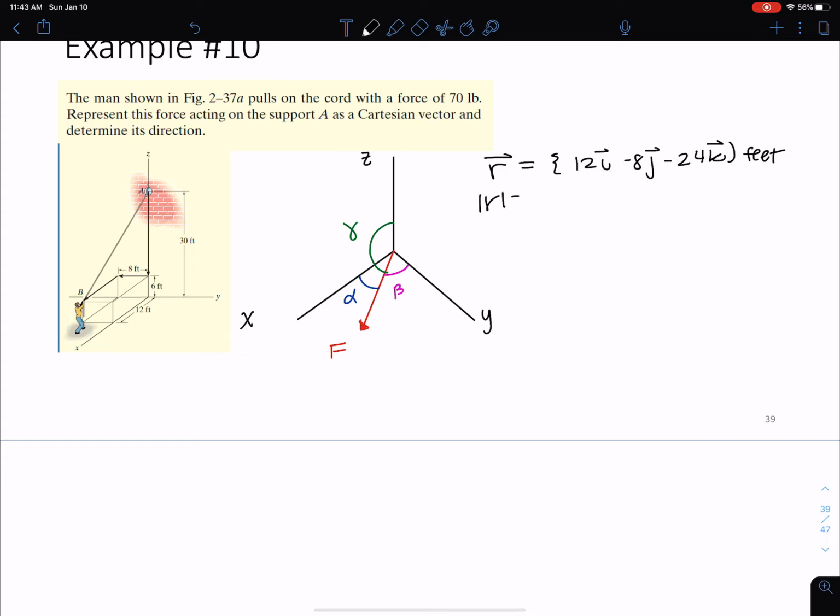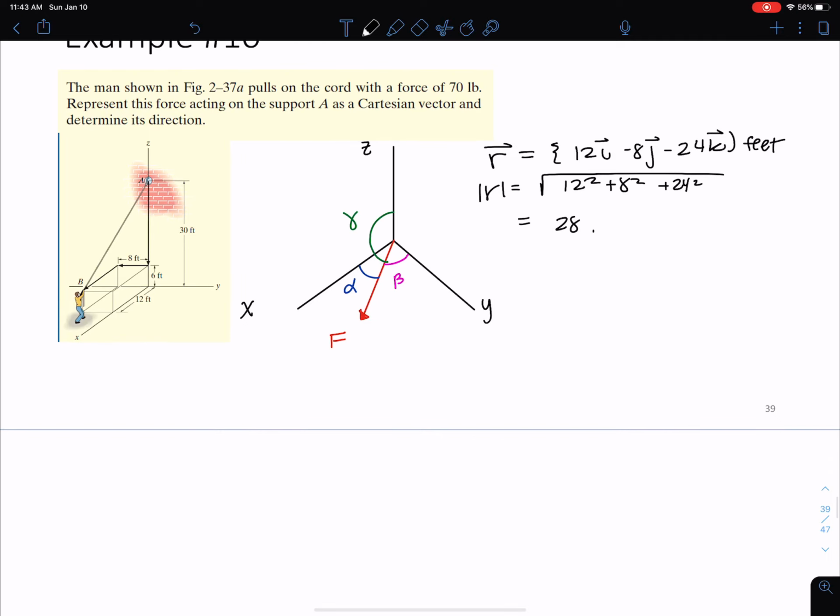The magnitude of r, right, we're going to take the square root of 12 squared plus 8 squared plus 24 squared. The negatives don't matter because we're squaring. And we get 28 feet. And this actually is the length of AB. This is how long AB is.